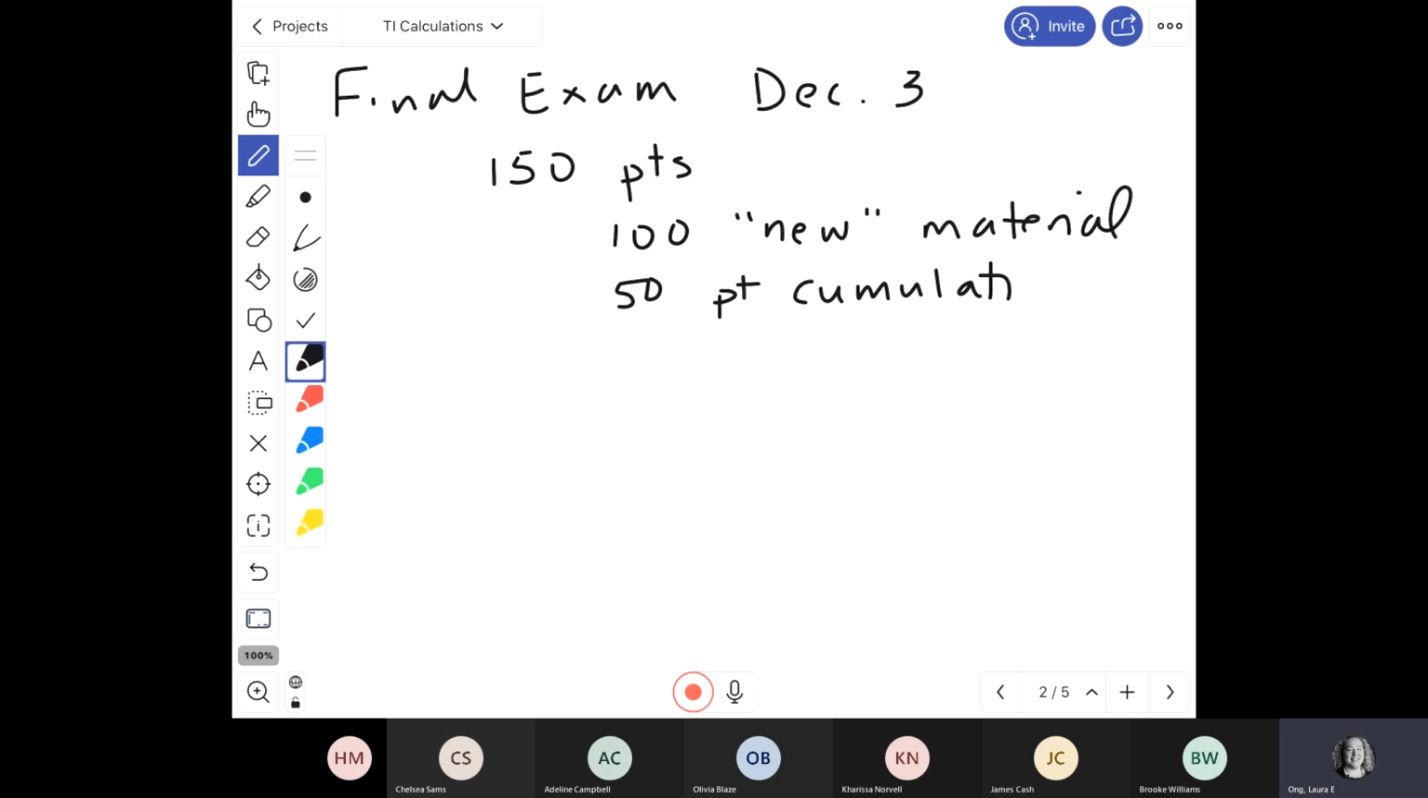And the way that this is set up is 100 of those are going to be new material. So that would be just like the next regular exam for us of new material. And then 50 points of it are cumulative, and it's going to be from certain sections of earlier in the class. So I want to talk through those separately about what do you study for the new material and what do you study for the cumulative.